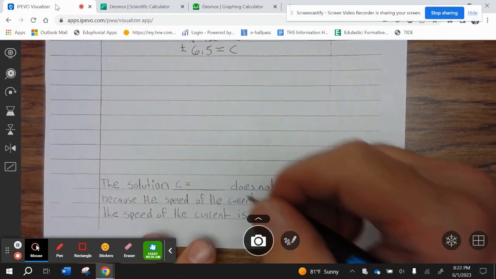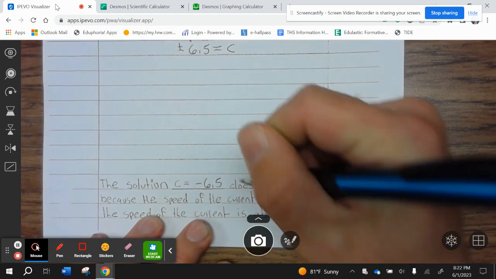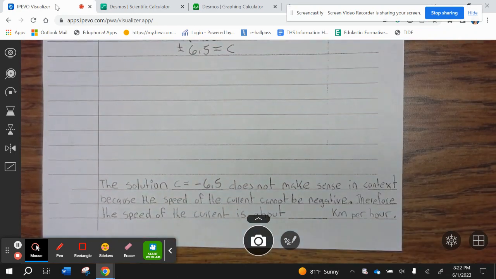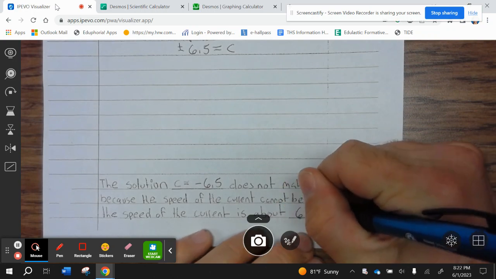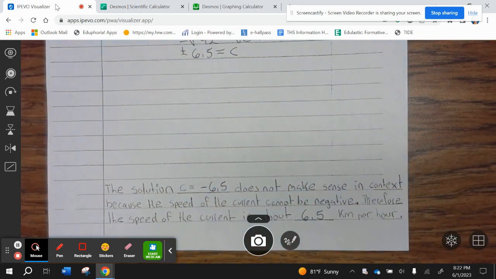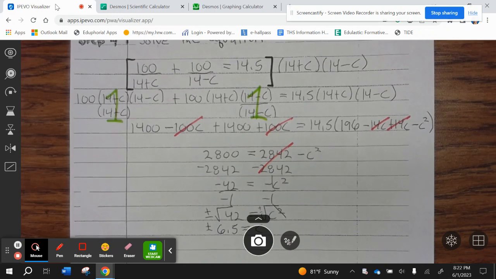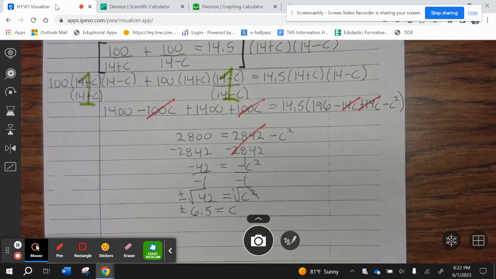So the solution C equals negative 6.5 doesn't make sense in context because the speed of the current cannot be negative. Therefore, the speed of the current is about 6.5 kilometers per hour. All right, go ahead and finish up examples, start working on your assignment, and have a wonderful Wildcat day.